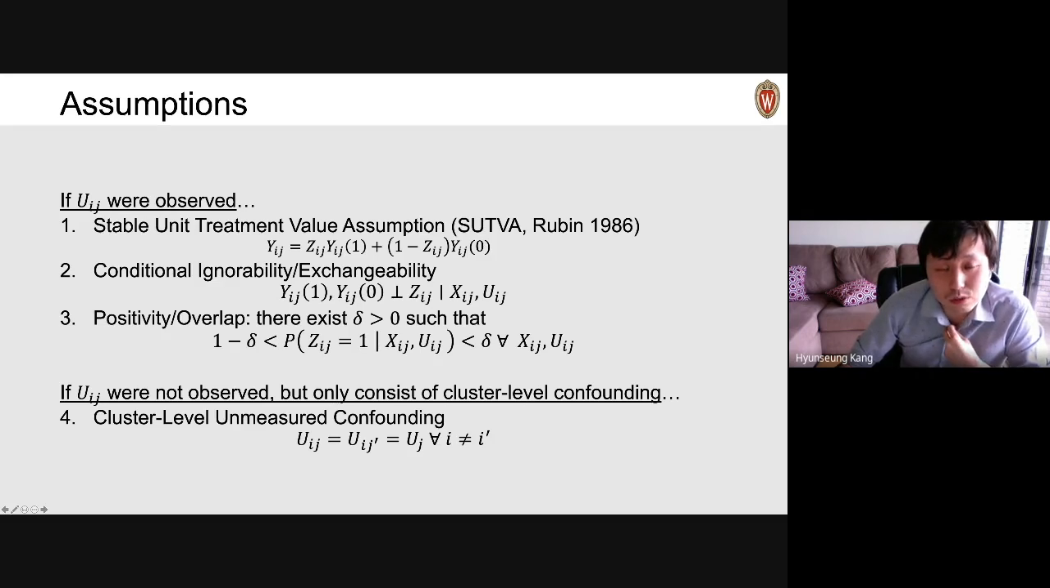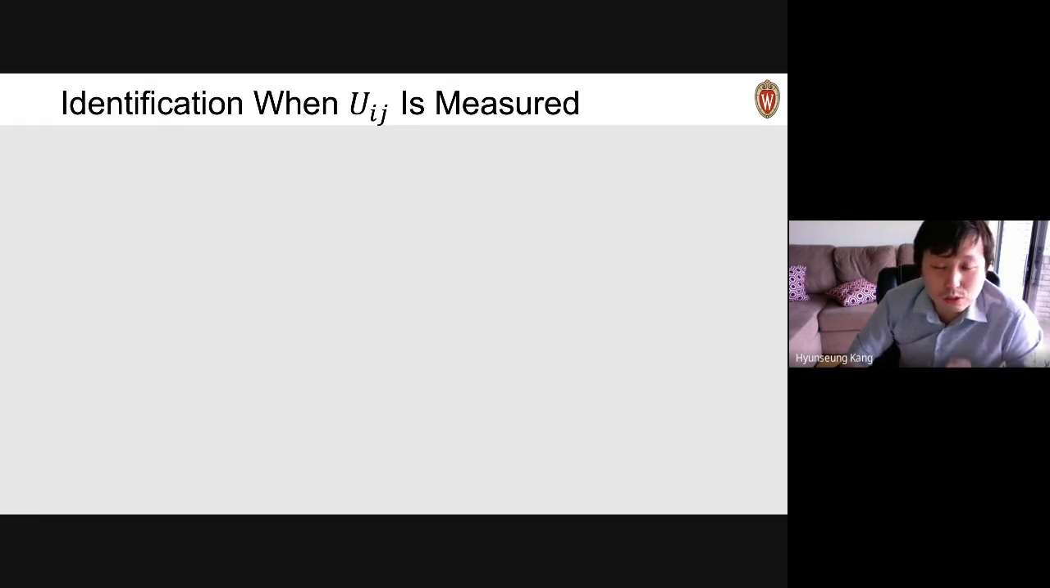Now, if these three assumptions hold and U, I were measured, then you can actually estimate the average causal effect, or average treatment effect, using the observed data that includes U. Now, if U were not measured, but only consisted of cluster level measured confounders, so let's say U_ij and U_i'j are the same for every person in the same cluster, actually this should be an i prime, I apologize, then you can still identify the causal effect without having to measure this cluster level unmeasured confounder.